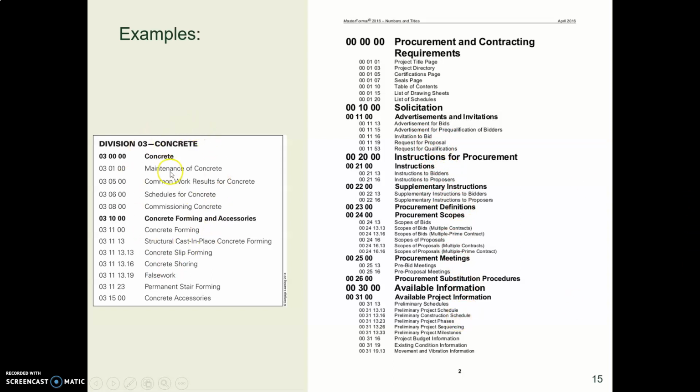Here on the left is a small excerpt from concrete work. So again, concrete is division 3. Let's say you do form work. You sell some kind of product for making the formwork for cast-in-place concrete. You will be in probably the 0311 section here somewhere, and you may be focusing in on just one subpart. So there's a look at the numbering system that we use called MasterFormat.